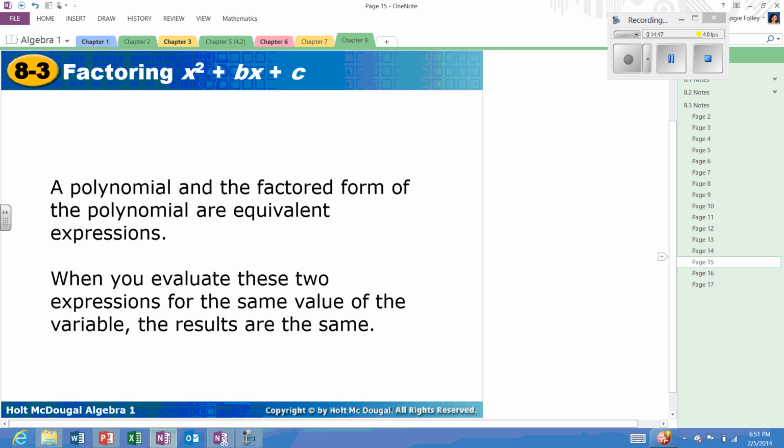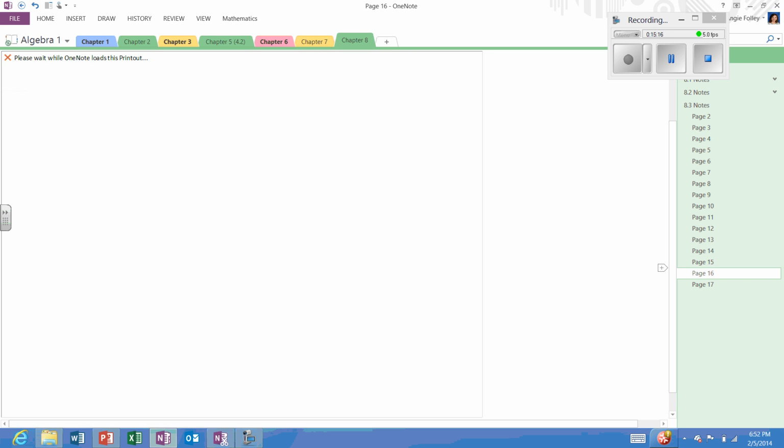Okay, a polynomial and the factored form of the polynomial are the same thing. So if I had x squared plus 6x plus 5, that is the same thing as x plus 5 and x plus 1. They are equal, okay? They're the same thing. And when you evaluate these two expressions for the same variable value, you'll get the same result. So whether I plug x equals 1 into the first one or the second, I would get the same answer.